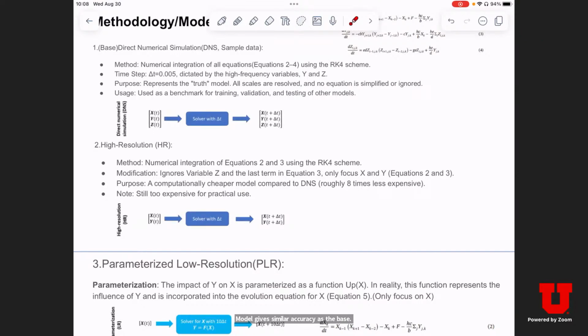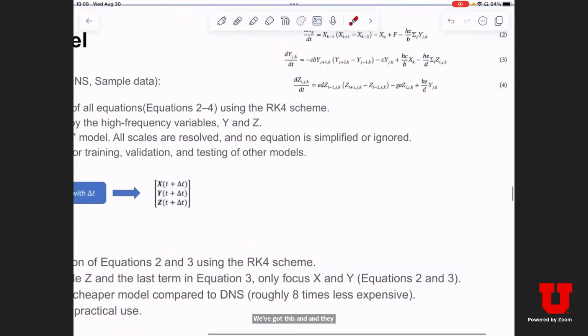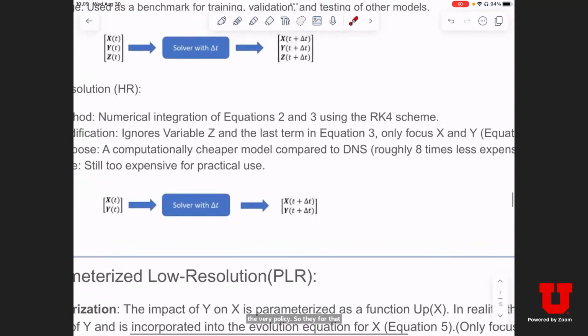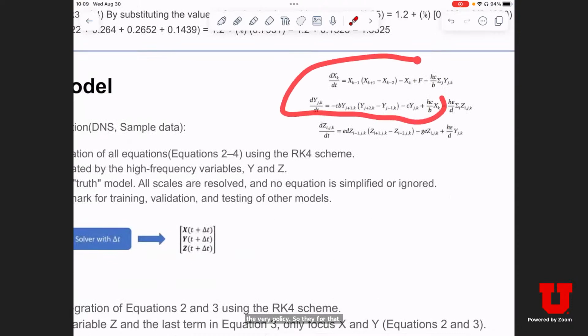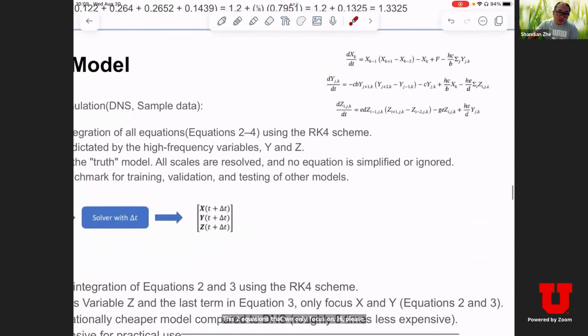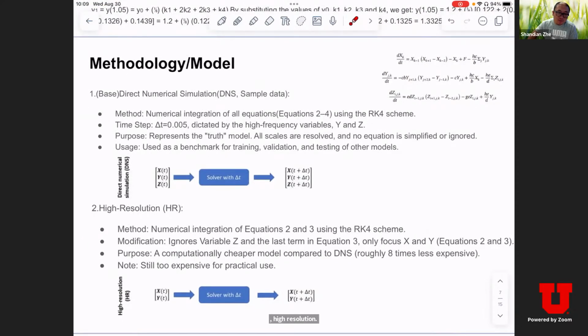It will not, as it's not accuracy as the base model. So they just, without this term, don't care about the variable z. For these two equations they will only focus on this. Assume that because you use the base model, like the DNS, as the standard, the benchmark for training, validation, testing, the high resolution still has some discrepancy with the base. Yes. Okay.